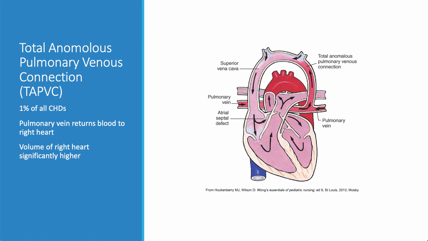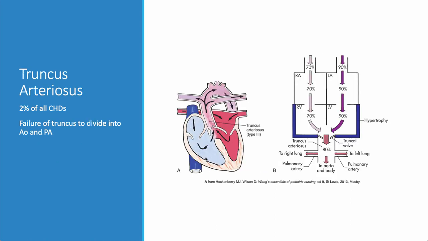There's totally anomalous pulmonary venous connection, pretty rare. Truncus arteriosus, which is where you have this overriding aorta that supplies blood to the lungs and to the body. And that's really what I want you to know. I want you to understand those four congenital heart defect classifications and what they mean.